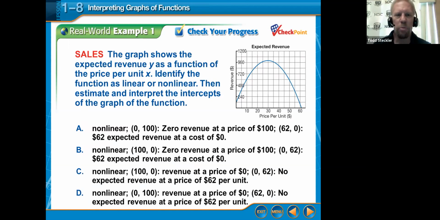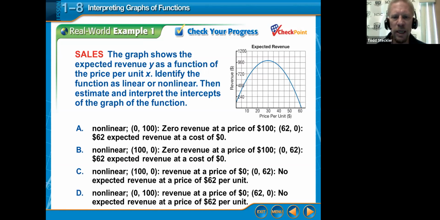So we'll look at a word problem to start with. It says the graph shows the expected revenue Y as a function of the price per unit X. Identify the function as linear or nonlinear. Then estimate and interpret the intercepts of the graph of the function. So this graph is curved. It's not linear, so we would consider it nonlinear. All the answer choices have nonlinear.